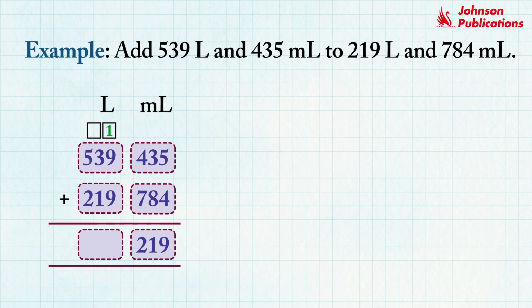Step 2. Add the liter column. 539 plus 219 plus 1 is equal to 759 liters. Thus, the sum is 759 liters and 219 milliliters.